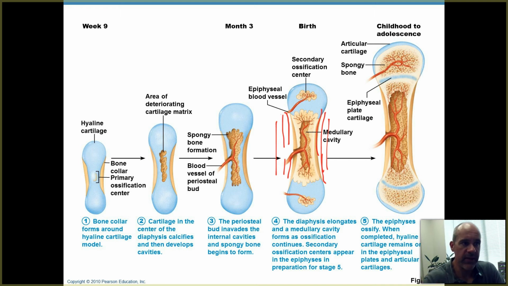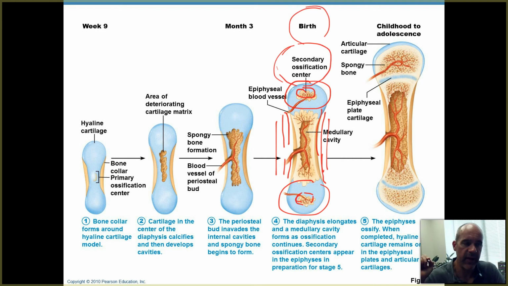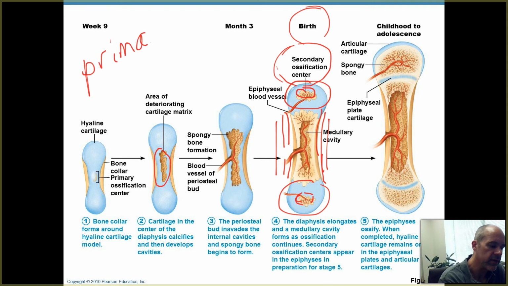Now, about the time that you're born, the epiphyses of long bones are either still entirely hyaline cartilage, or maybe they have just started to ossify. But if they haven't started to ossify by the time you're born, shortly thereafter they will. So in the epiphyses you have what are called secondary ossification centers that develop right around the time of birth. Similar process to what happened over here with our primary ossification center.